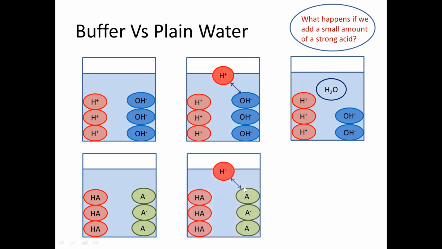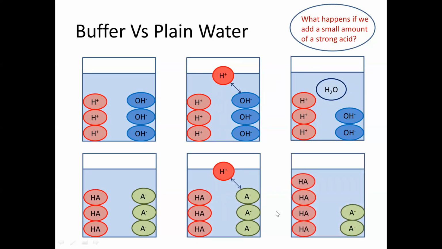However, in a buffer solution, when H plus ions are added, as we have just seen, this will not lead to any increase in the concentration of H plus ions. It will only increase the concentration of the undissociated acid, and the concentration of undissociated acid is not going to affect the pH of the solution. Hence, the pH of the solution remains the same.